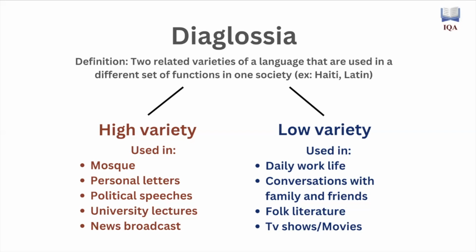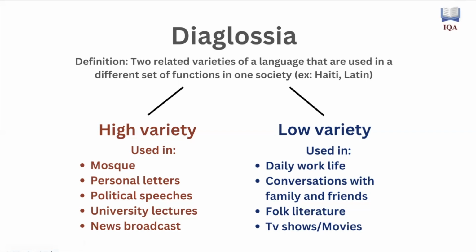So diglossia, this concept, was developed by William Marçais, who was a French linguist and Arabist, and he saw this reality in the Arab world that Fusha was used as a high variety for mosque and personal letters and political speech and so on and so forth, while Amiya would be used for daily work life and conversations and folk literature. And then later scholars like Charles Ferguson, who was a famous sociolinguist, came and further expanded this concept and applied it to other languages and other countries. So this is diglossia. So the Arab world functions like this.